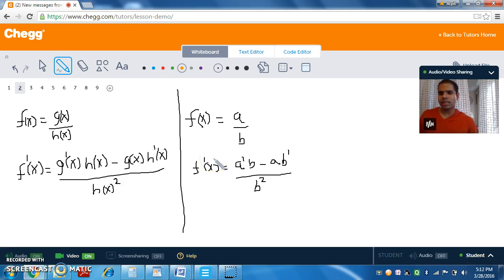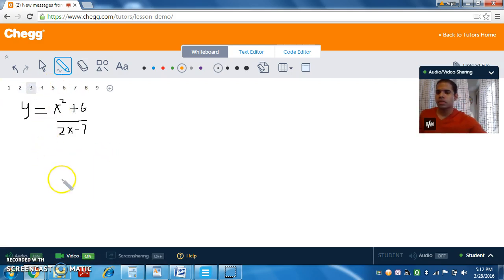So let's look at an example of the quotient rule to become more familiar with this formula and how to use it. Suppose we have a function y equals x squared plus 6 divided by 2x minus 7. Now the first question is, do we need to use the quotient rule? In this case, since we have a quotient of two functions, we will need to use the quotient rule.